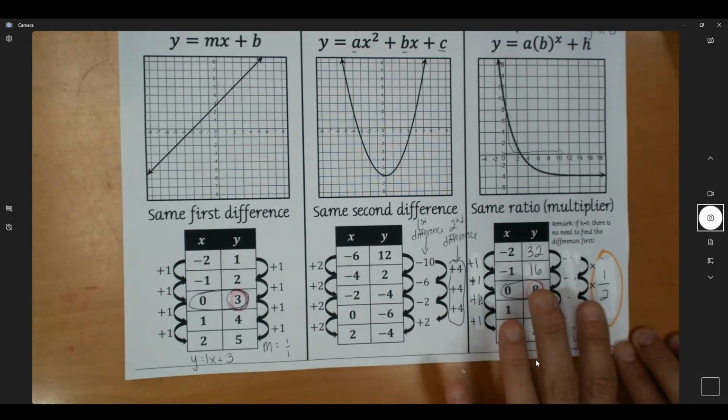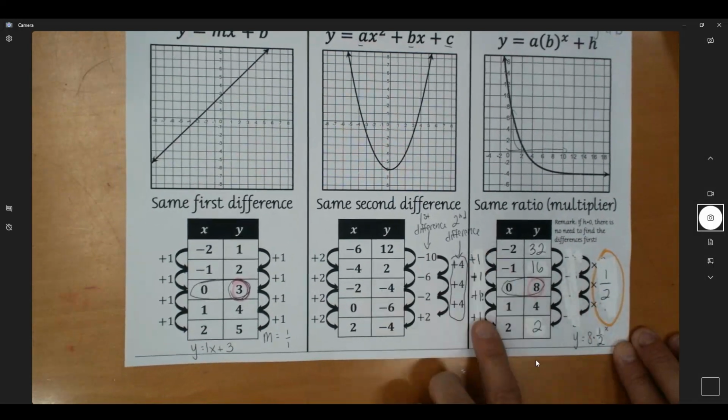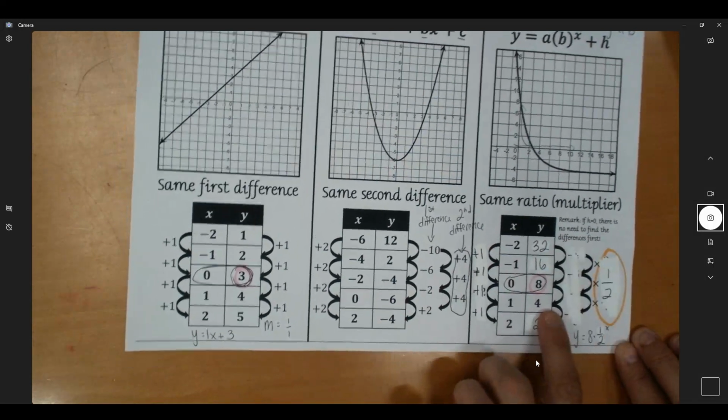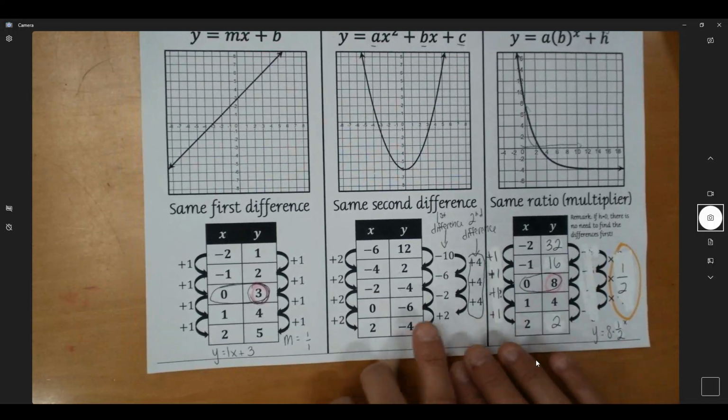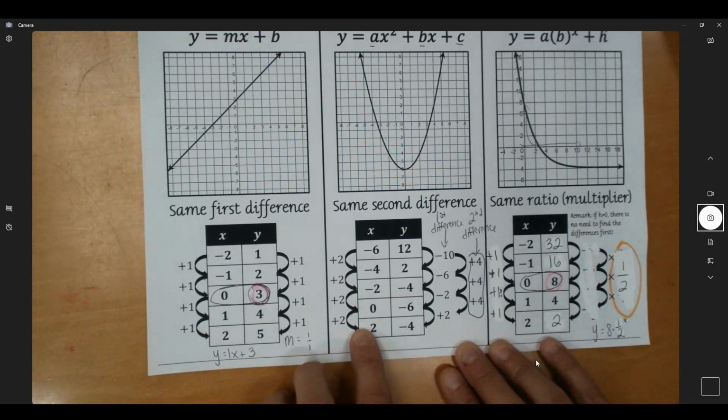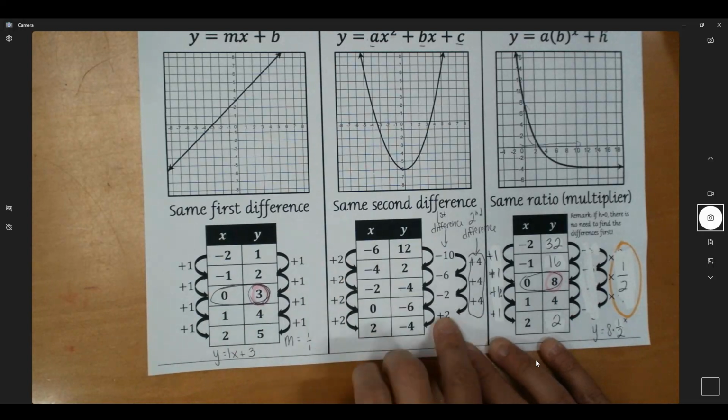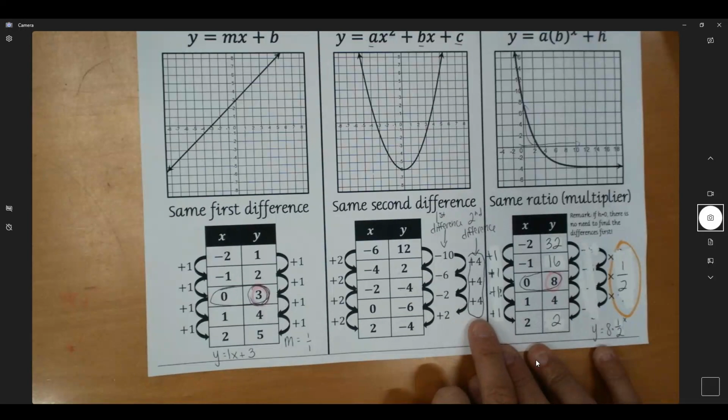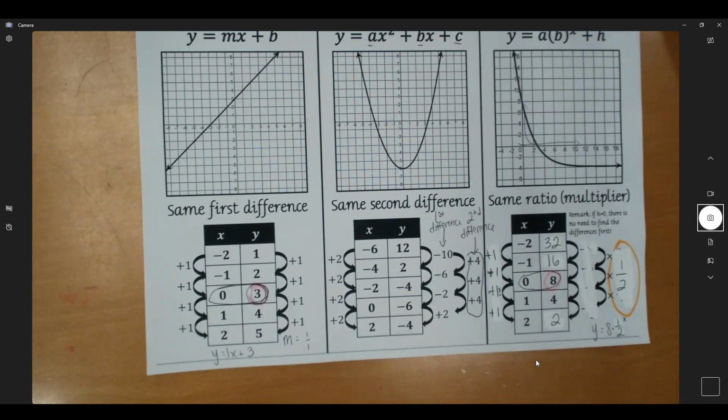Our exponential has to have a pattern on this side and then has to be multiplying by the same number on this side. And then for the table for quadratic, this goes by a pattern on this side. And then after you take the first difference, if you notice they're not the same and you're not multiplying by a number, then you'll take the second difference and the second difference has to be the same. Then you know it's quadratic.